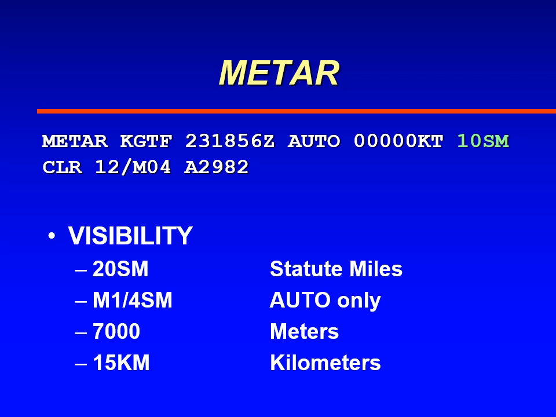In Europe and almost every other country besides the United States, they use meters. So in this case, you can see 10 or 7,000 meters being reported. If you see 10 kilometers, that's equivalent to 6 miles. Sometimes they'll report in kilometers also. That's a little bit how visibility measurements are made.